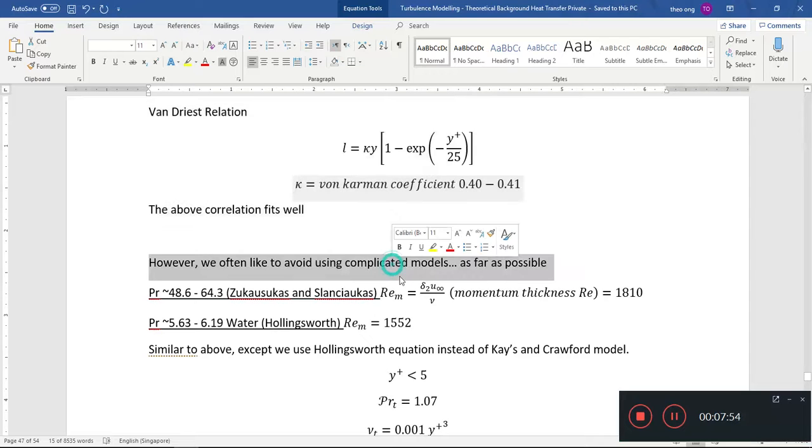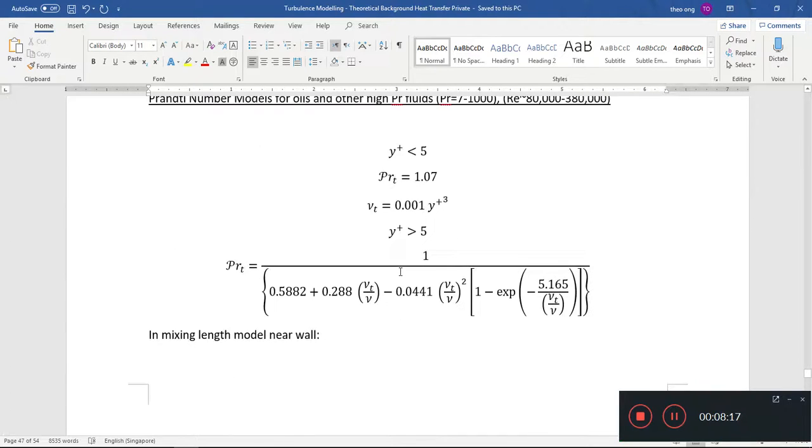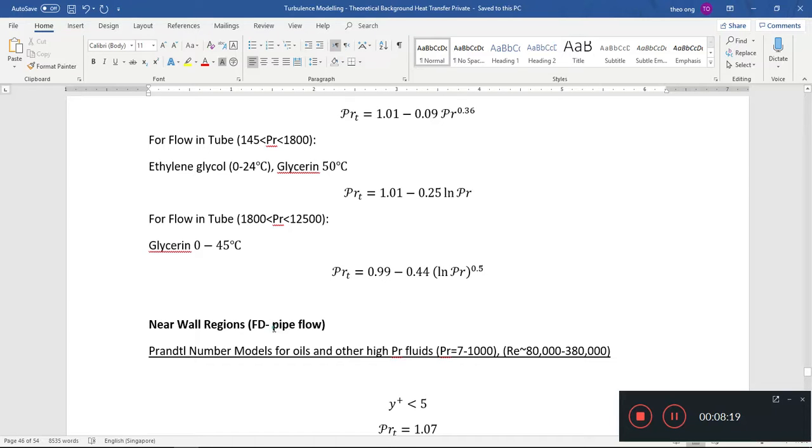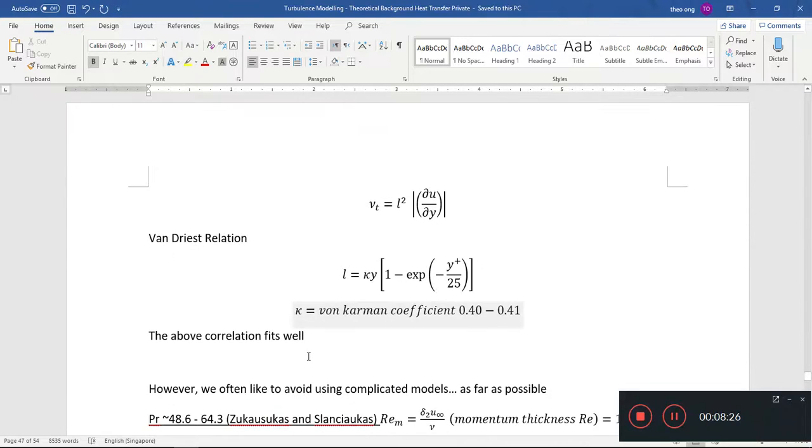Of course, the more models we use, the more complicated it gets. It gives all of us a bit of a headache. But anyway, that's just a comment. Of course, if it was possible to use one representative Prandtl number throughout, we would want to do that. Anyway, these are I believe for pipe flow. So this is a forced convection kind of thing. So do take note, forced and natural convection are a bit different.